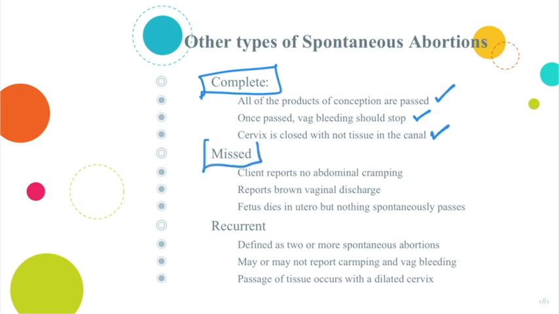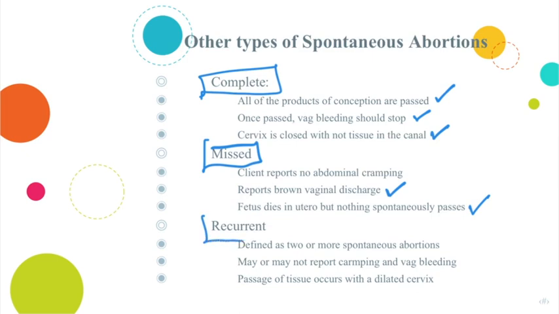A missed spontaneous abortion means that the patient has no idea that the pregnancy is over. They sometimes can have brown vag discharge. What happens is that they find that this baby has passed away in utero when they go see their healthcare provider and they can't find heart tones, all right? So this is a missed spontaneous abortion. The baby has died in utero, but nothing has come out.